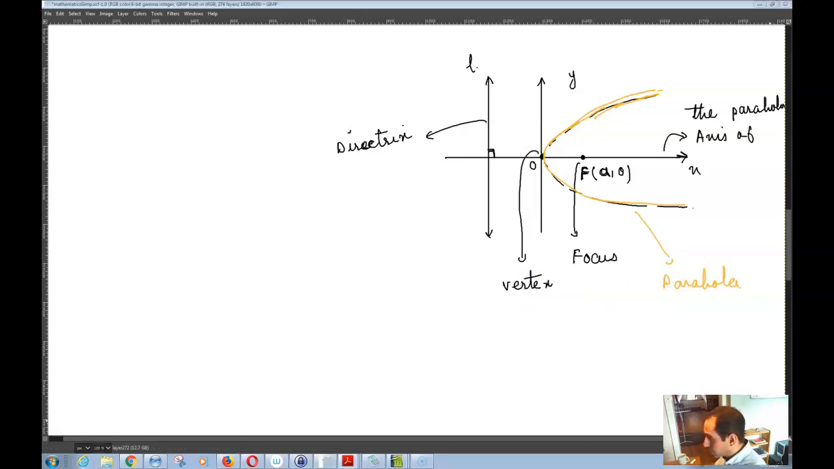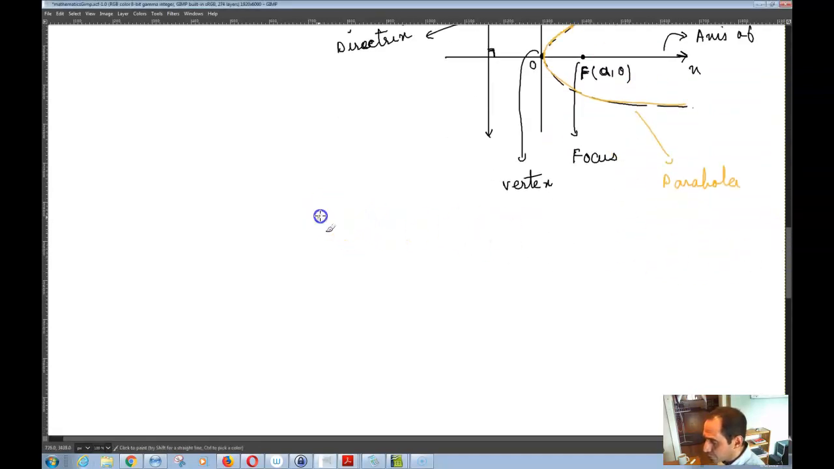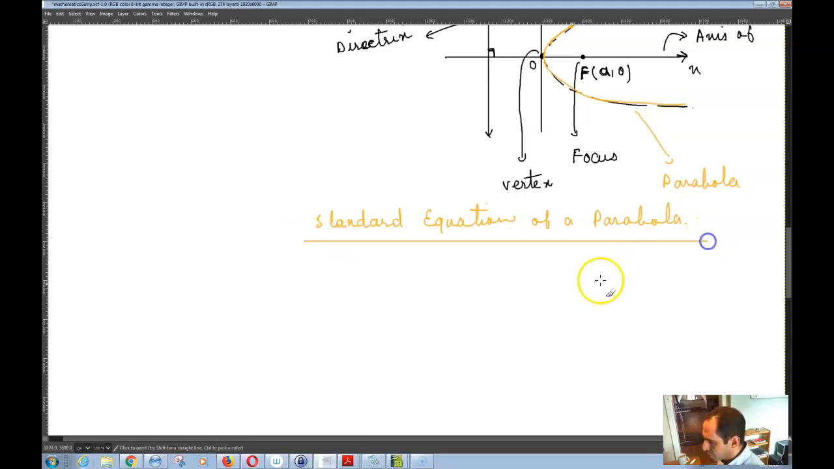So now that we know enough about these definitions and all the different parts and things about parabolas, now we can find the standard equation of a parabola.